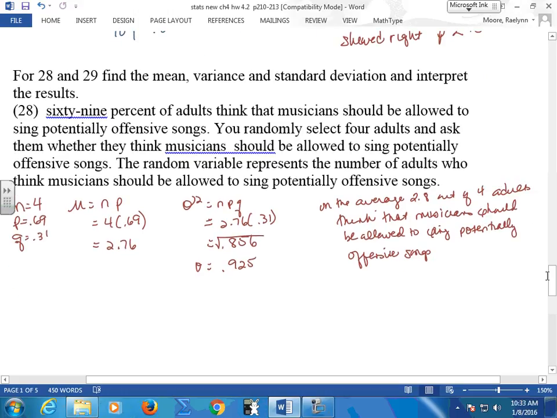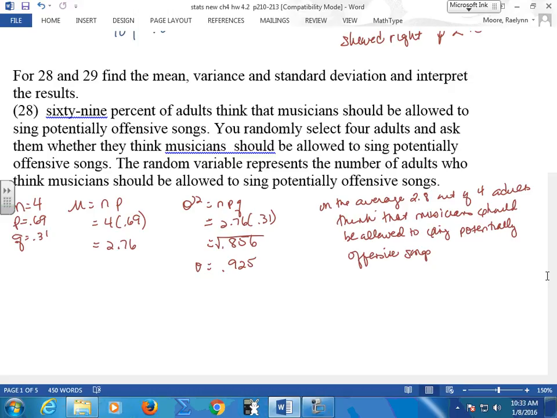Find the mean, the variance, and the standard deviation. Again, n was not that big here, 4. You could make a table if you wanted to, but we proved yesterday that the table and this works the same. Your L1, L2 works the same as this. So we can use these formulas, and your mean tells us the average. The average is 2.8 out of 4 adults think that musicians should be allowed to sing potentially offensive songs.